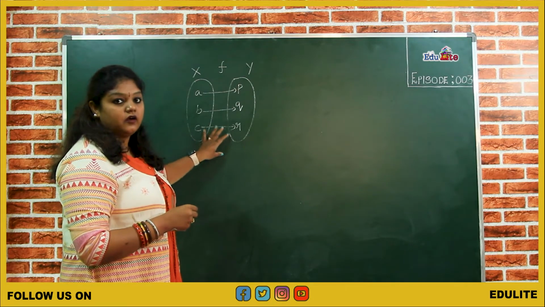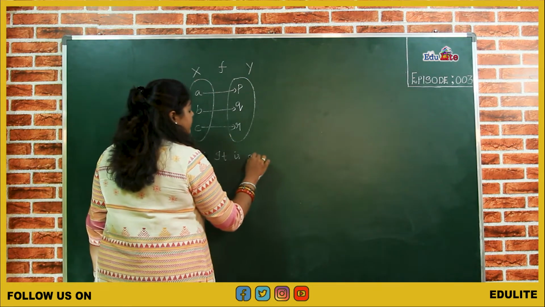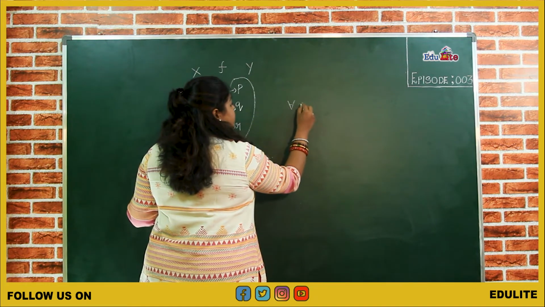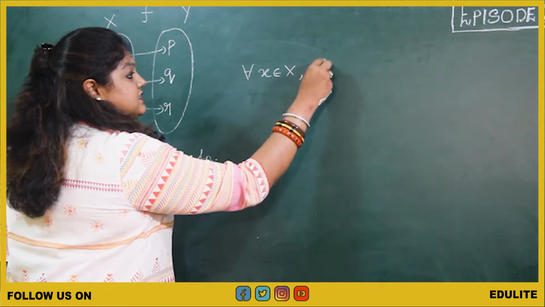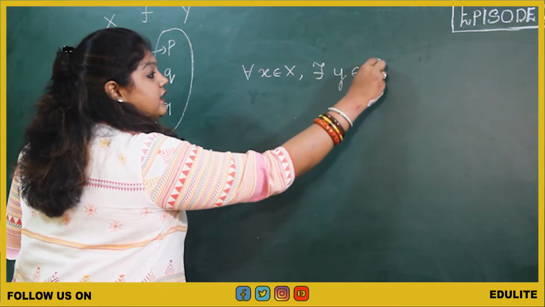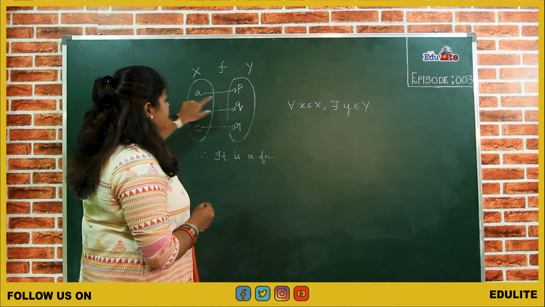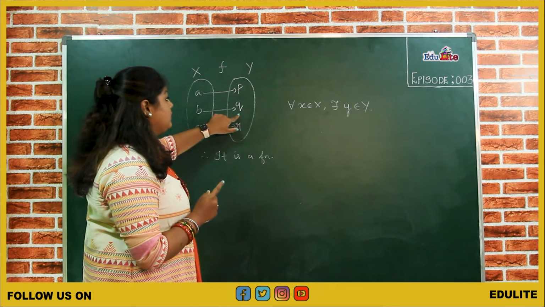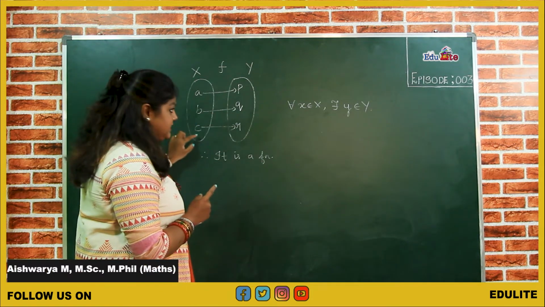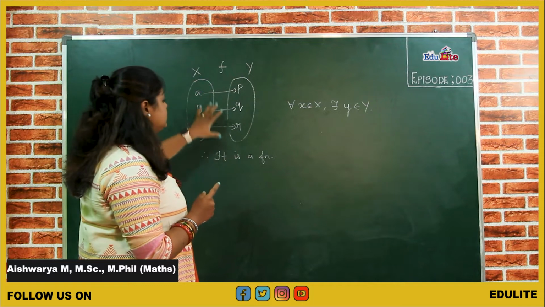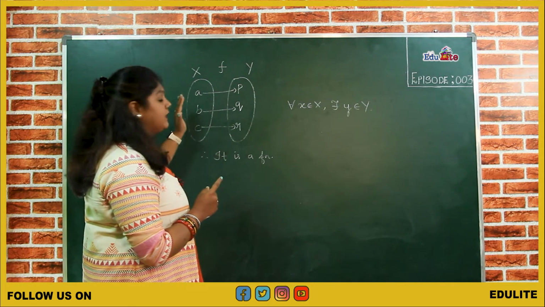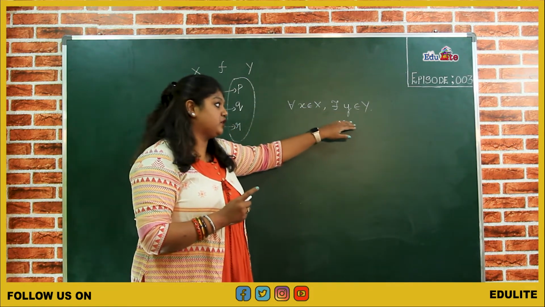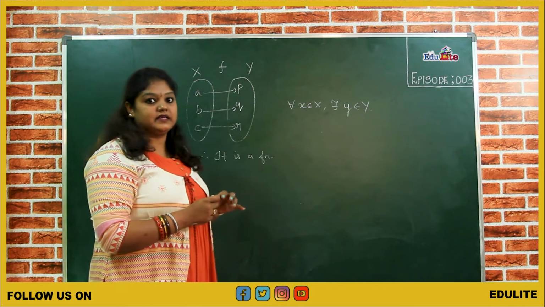Whether it is a function or not, yes, it is a function. How do I say this is a function? According to the definition of a function, for every x in x, there exists only one y in y. See, for a, we have only one y, and for an element in x, b, we have only one y, and for an element in x, c, we have only one y. Therefore, this is called a function. We drew an arrow diagram and checked with the definition of a function. It satisfies the definition, therefore we call this arrow diagram a function.